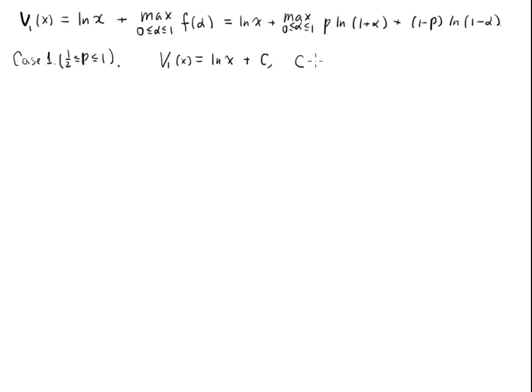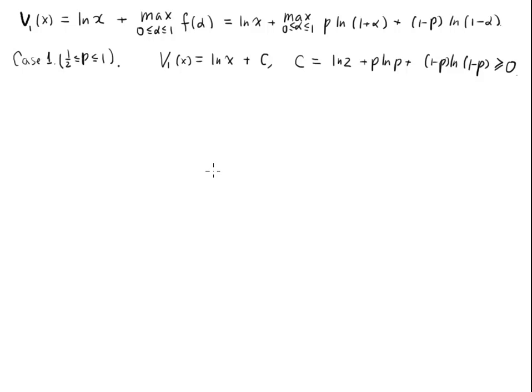Remember, the constant C is equal to log 2 plus P log P plus 1 minus P log 1 minus P. And we know this value is going to be positive if P is greater than 1/2. If it's 1/2, it is less than 0, so let's put this one over here. Okay, so that's what we have.